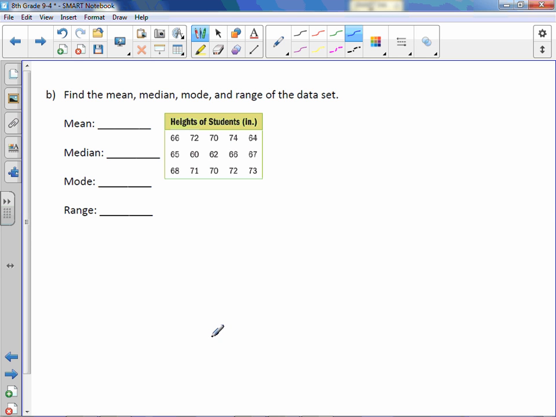Find the mean, median, mode, and range of the data set. Okay, so the first thing we're going to do is add these all up and divide by the number there are. So let's count them. We have 3 rows and 5 columns, so we have a total of 15 numbers. So let's add them up in our calculator.